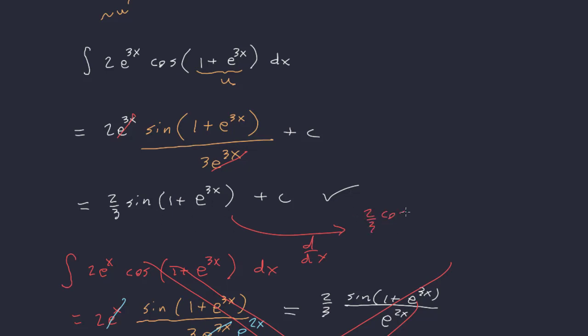Derivative of sine is just cosine of the stuff times the derivative of the stuff, which is 3e to the 3x, and the 3's cancel, and we get right back to where we started with 2 cosine of this stuff times e to the 3x. Those match. Okay, so as long as the stuff out here cancels, like that x junk, it's going to work.